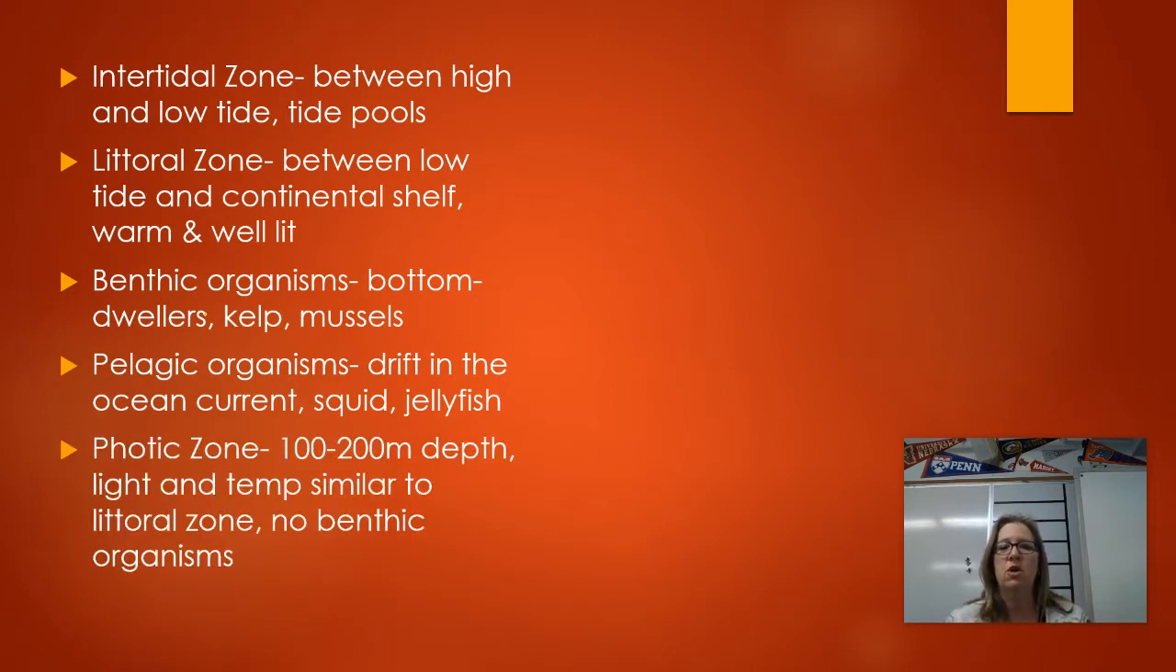All right, the photic zone is from the surface down to about 200 meters depth. Still gets a decent amount of light. There are no benthic organisms because there's no bottom. There's no ground. You could say there are some benthic organisms within the littoral zone because it's not that deep, but the photic zone is now past the continental shelf. So at that depth, it has none of those benthic organisms. But the light and the temperature up that high are still fairly similar to that littoral zone.